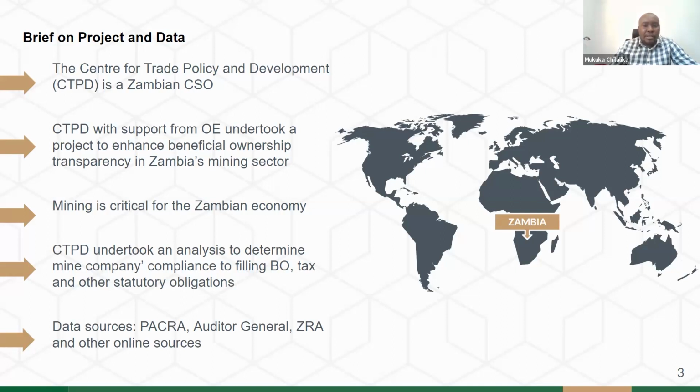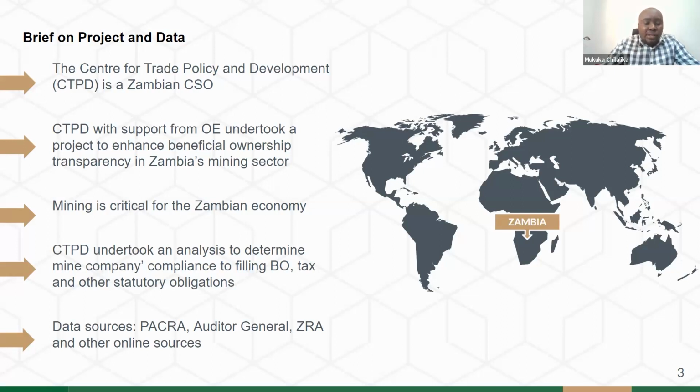So as Agustina had mentioned earlier, a lot of countries, including Zambia, have made commitments towards beneficial ownership transparency. So Zambia has done this through the EITI process, as well as through amendments to the Companies Act. However, currently, if you want to access that information, it will be on a case-by-case basis, and it's not openly accessible. So we ventured into this space to open up access.